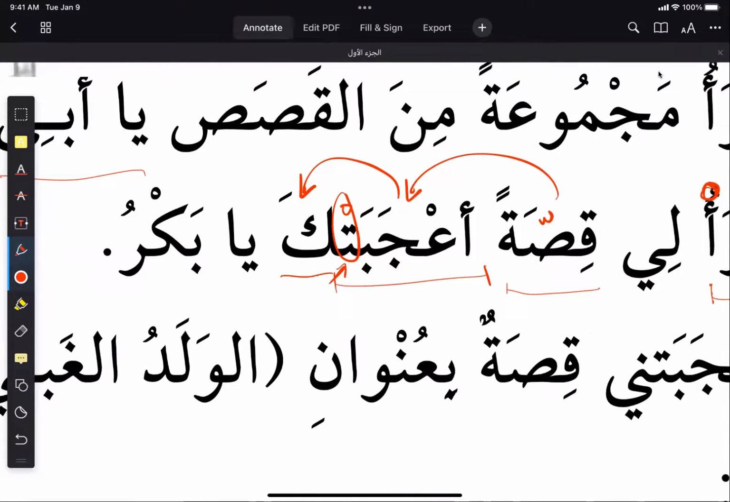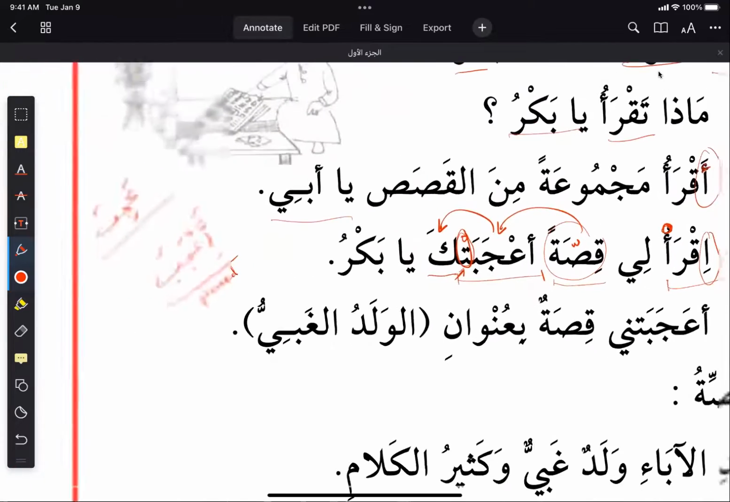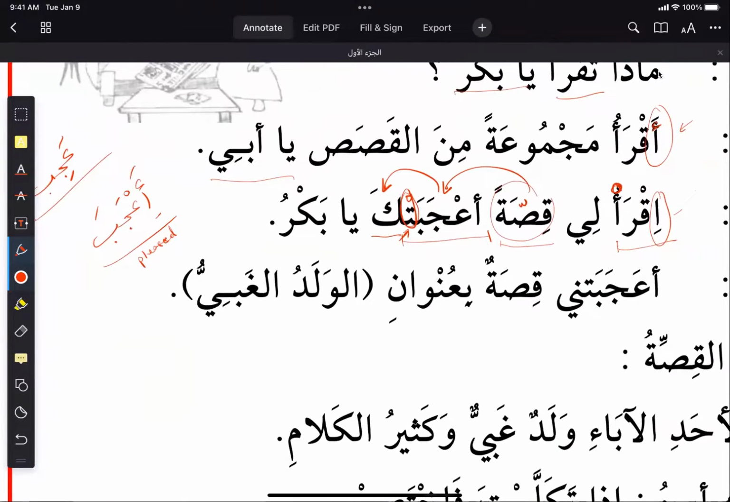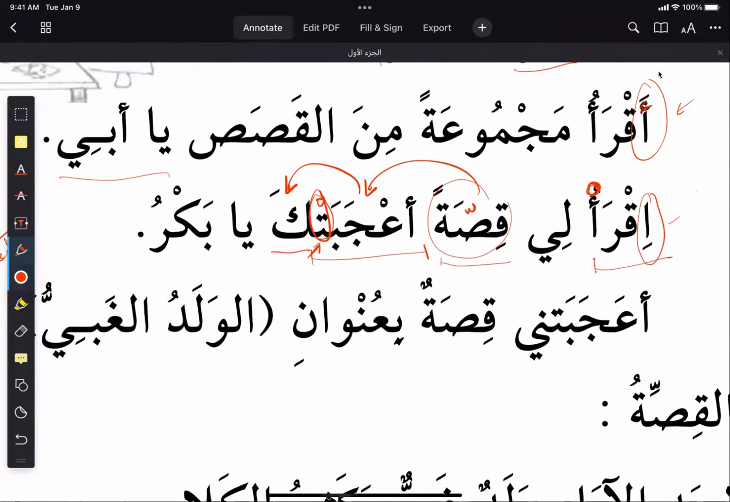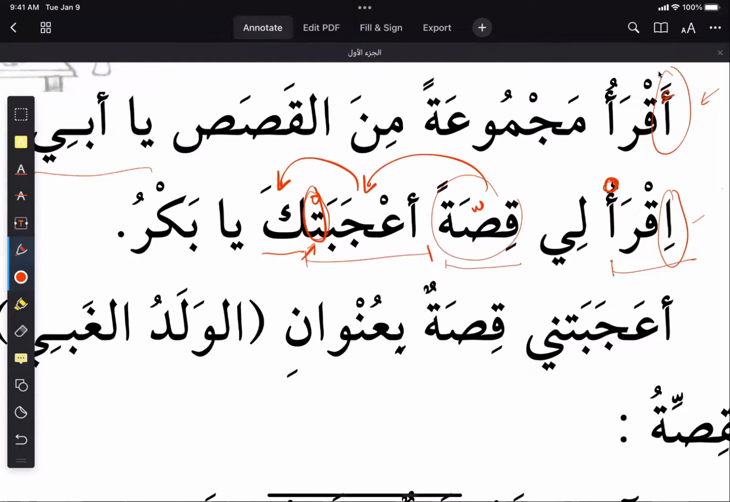Now this ka, it is actually the object. So this would be the subject. That's why this verb is very confusing, because the qissa is actually the subject, and this ta is referring to the qissa, which is the subject, but then the object is ka. Okay, for example, if he wanted to say, read for me a story that pleased Muhammad, how would you say it?